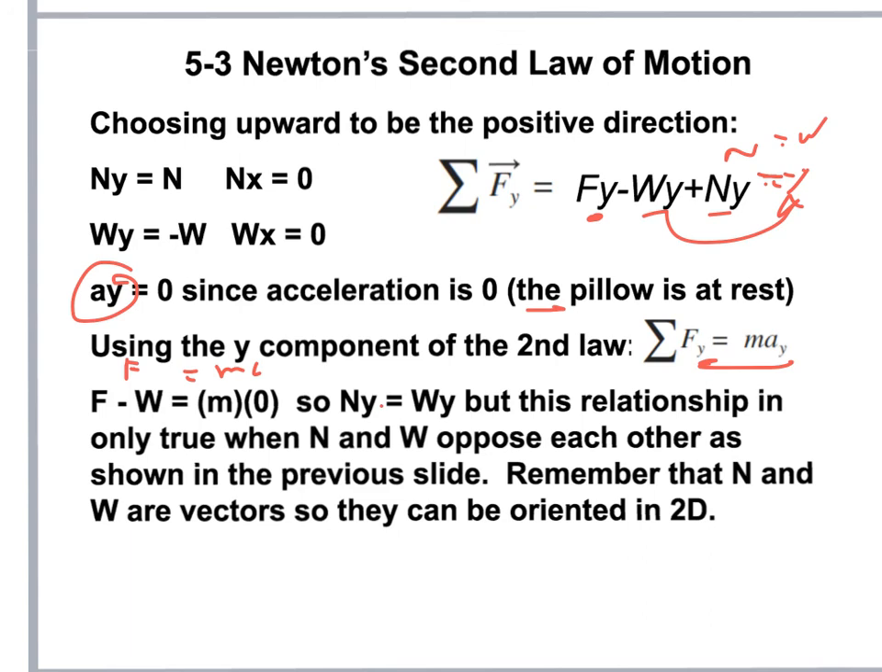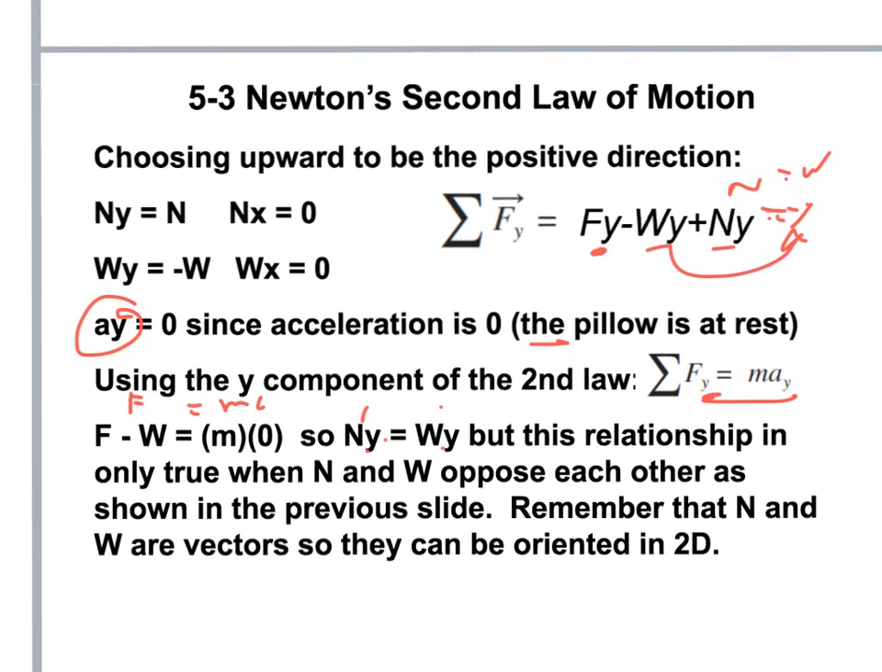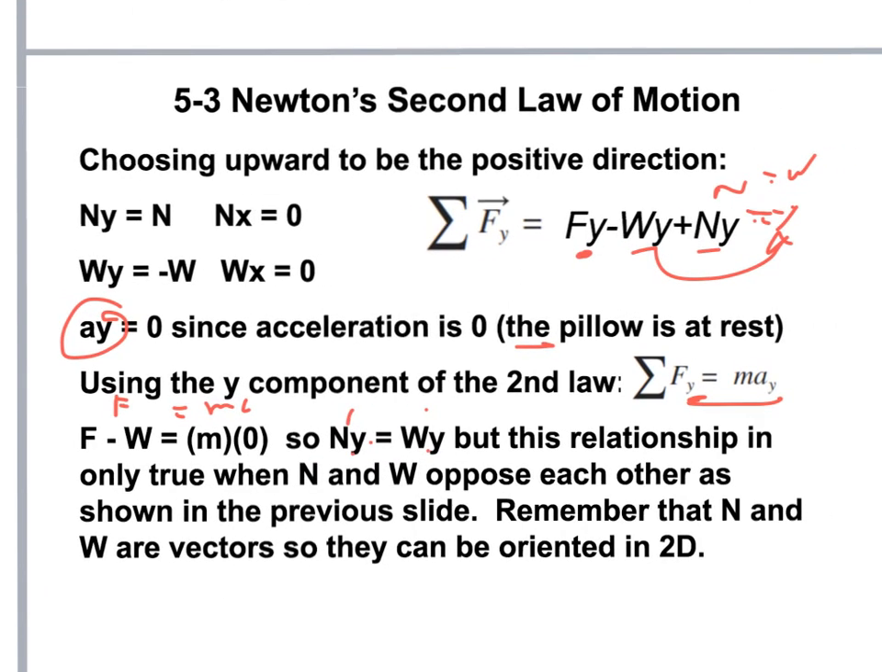And so N in the y direction and the weight in the y direction equal each other, but that's only true when N and W actually oppose each other. If we look back at the previous slide, they oppose each other because the normal is up and the weight's down. So we can take advantage of this relationship, which only holds true when they actually oppose each other, as shown in the previous slide. We want to remember that N and W are vectors, so they can be oriented in 2D, and that means they won't necessarily cancel each other.